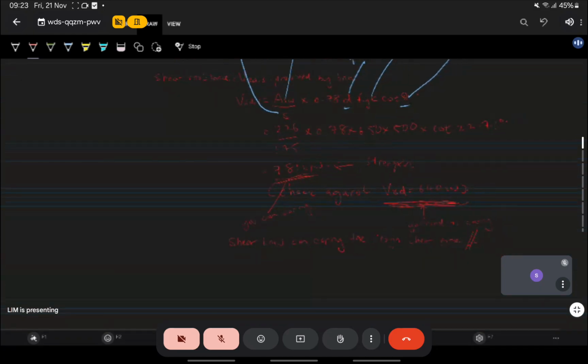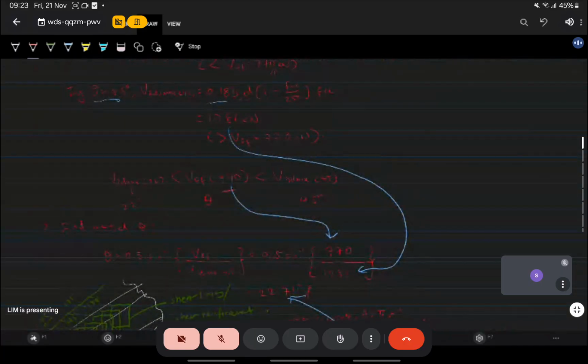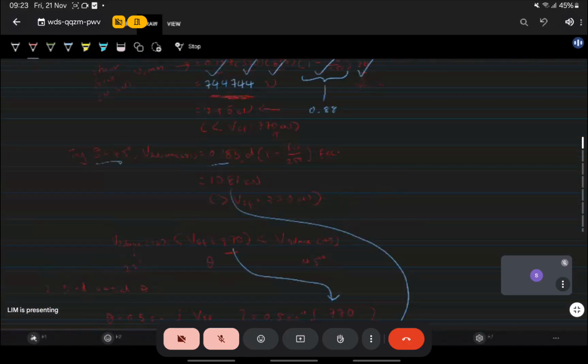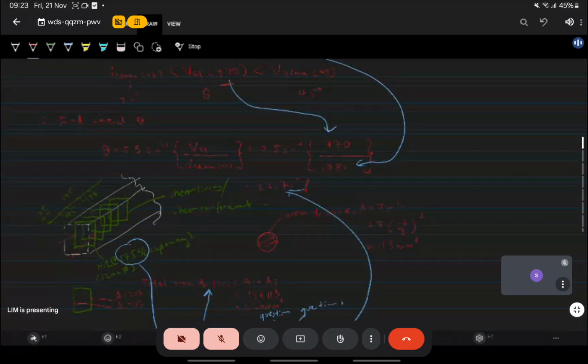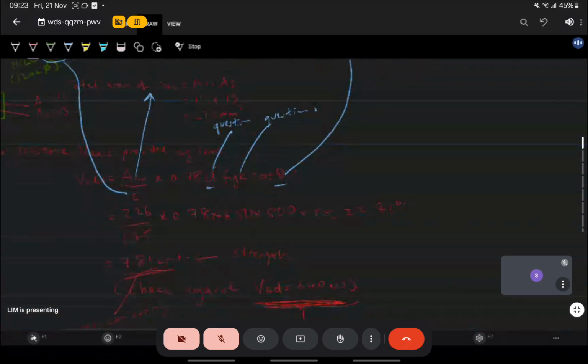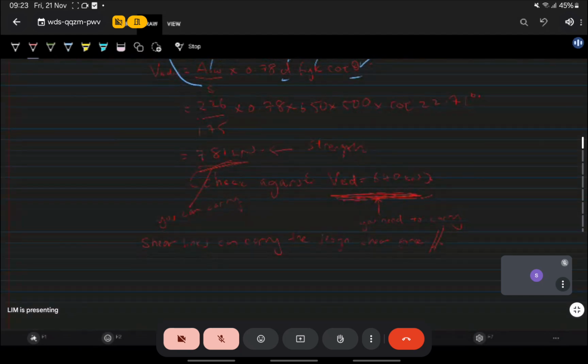Okay. So generally there are two checks we do. The first check is the crushing check, to get the angle theta, and then we do the actual shear link check, to see whether the shear link can carry the load or not. Now there's a last part of this.